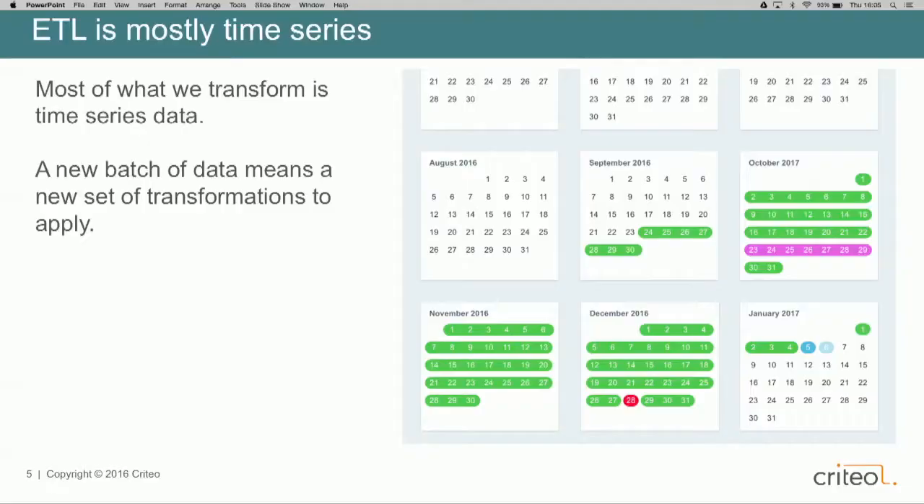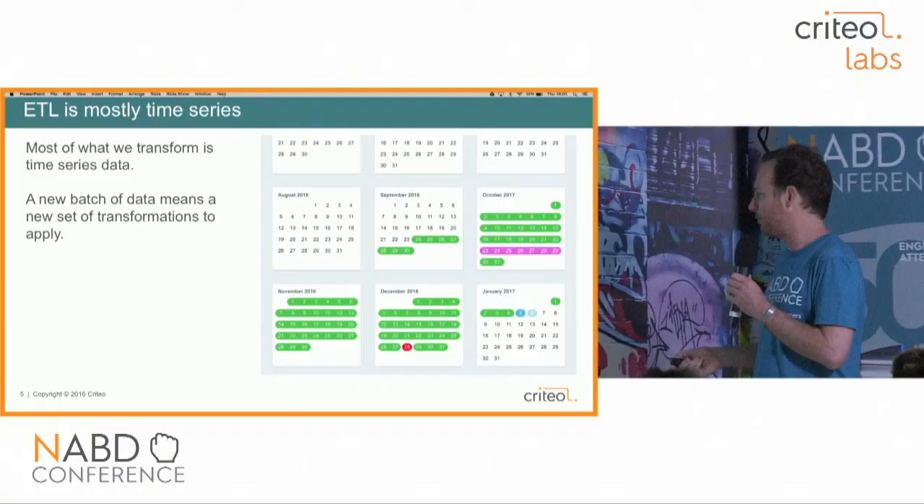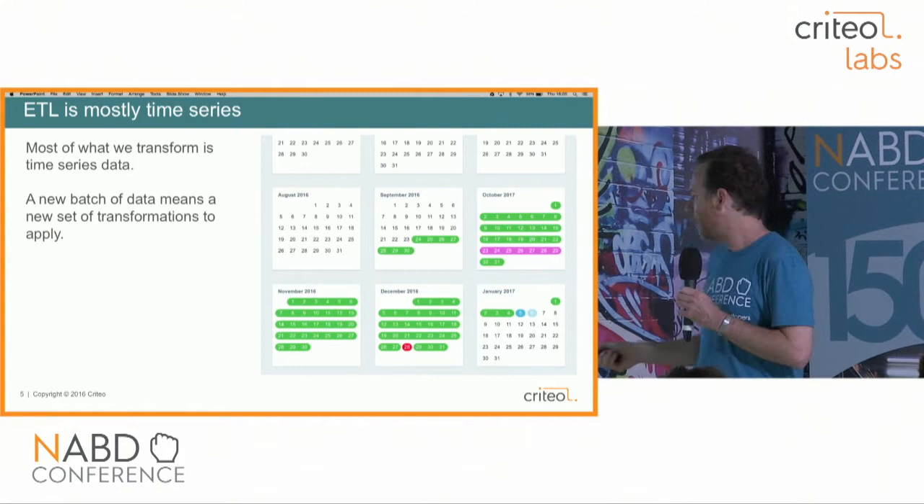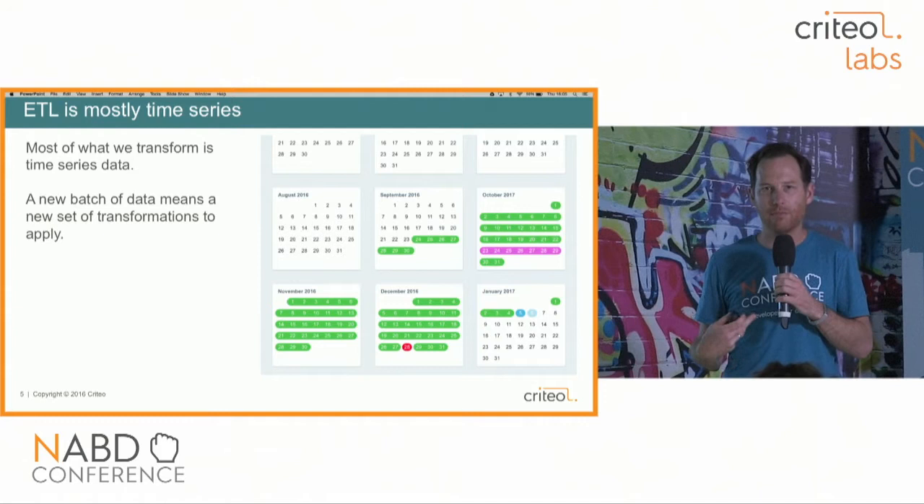ETL is almost entirely time series. So here, this is one of our little things we do. We sort of say, okay, for October 2nd, your pipeline is green. That means it's complete and everything's happened. On the December 28th, it's red. That means something's broken. It's purple, we're backfilling. So on and so forth, right? Here, it's incomplete. So that gives you a quick way to take a look as a pipeline owner at what's going on.